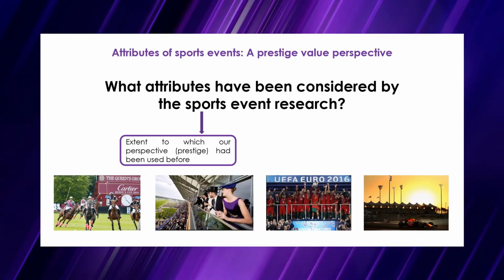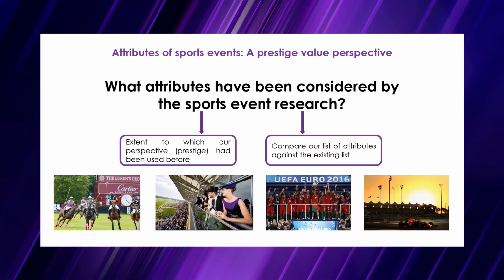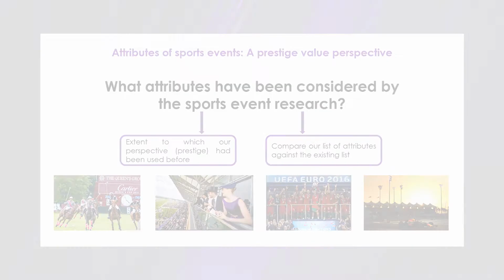But we also thought more strategically. We thought that by doing that, it would allow us to discuss the results by comparing the list of existing attributes against the list of the attributes that we generated ourselves. This in turn would allow us to provide evidence of the extent of contribution to knowledge. If we use a different perspective from those employed by previous studies, and in our case that perspective was prestige, could we find some attributes of sports events not identified before?